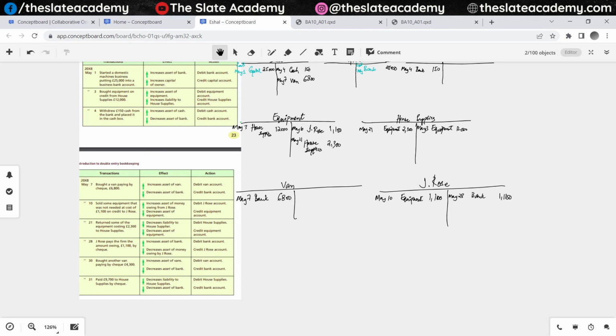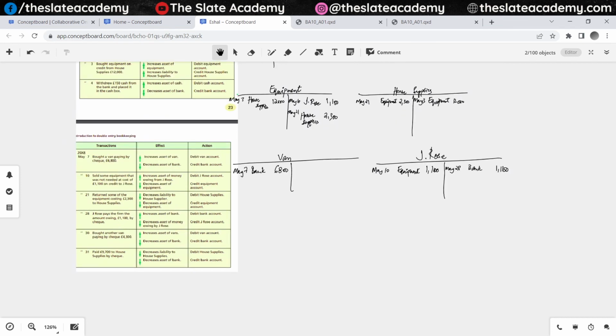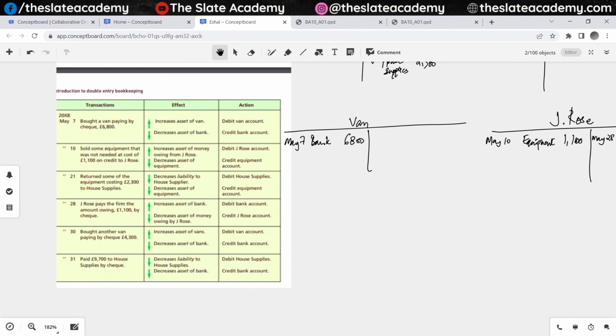Debit side, we write 1100. So 1100 has come. Then we'll write J Rose. Why did this come? Because of J Rose. And then the date is May 28th. Okay, madam. You'll also tell me what happens on May 30th. How do we do accounting for that?